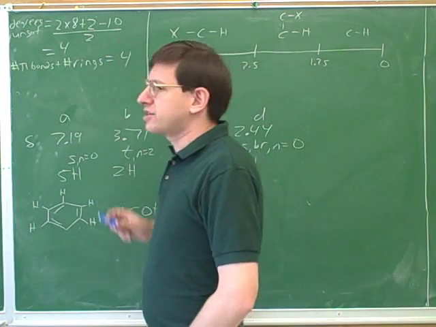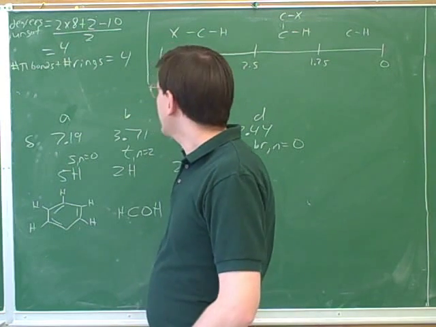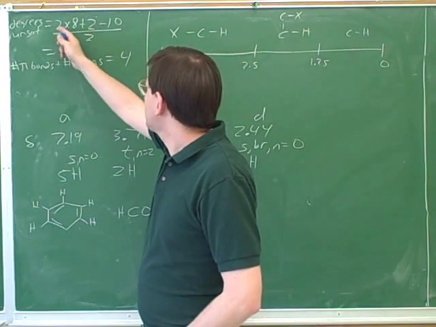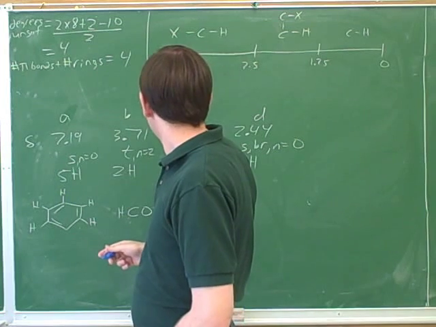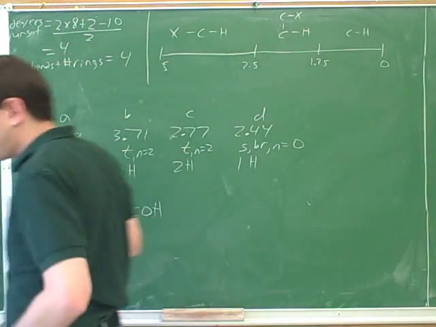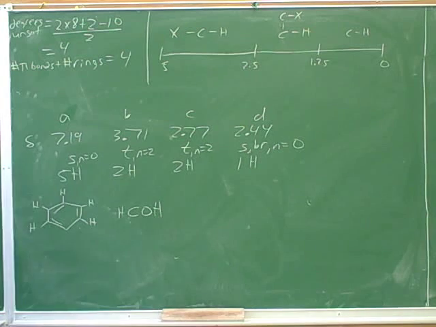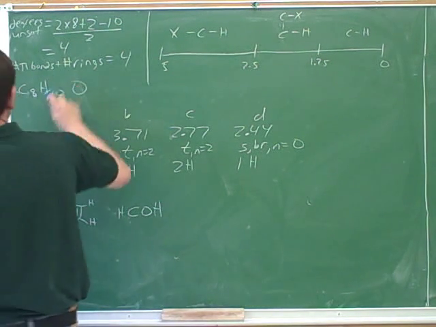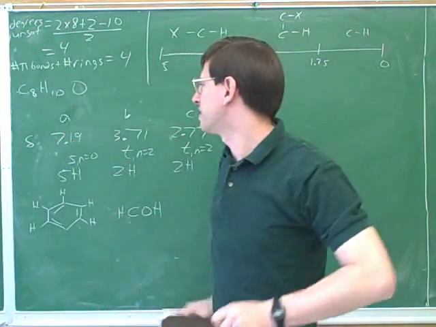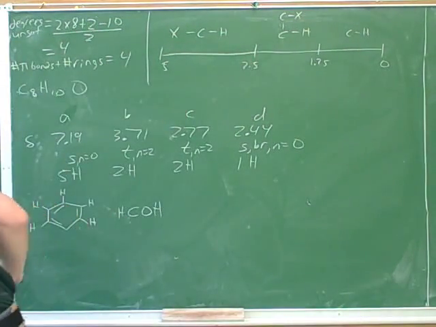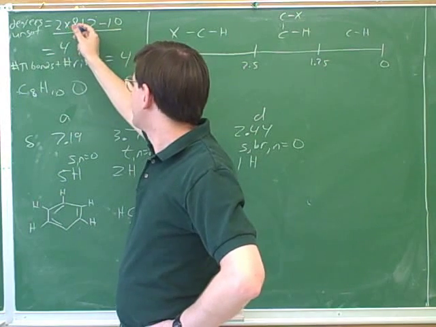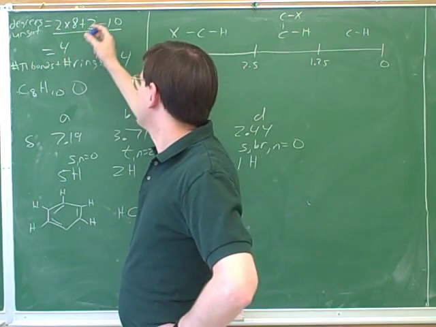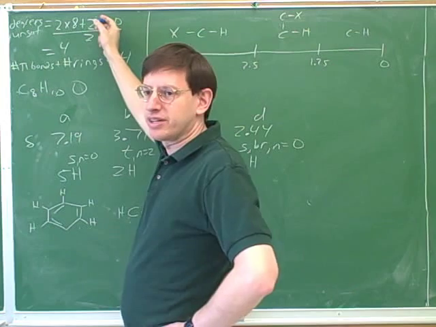You figured out the degrees of unsaturation. How many degrees of unsaturation did you get? Four. Right, we have two times the number of carbons plus two, plus the number of nitrogens. I'm sorry, I meant the molecular formula of this compound. I just wanted to write this down. So we have two times eight plus two, and then the number of hydrogens is 10. We've seen that the number of oxygens doesn't appear in this formula.